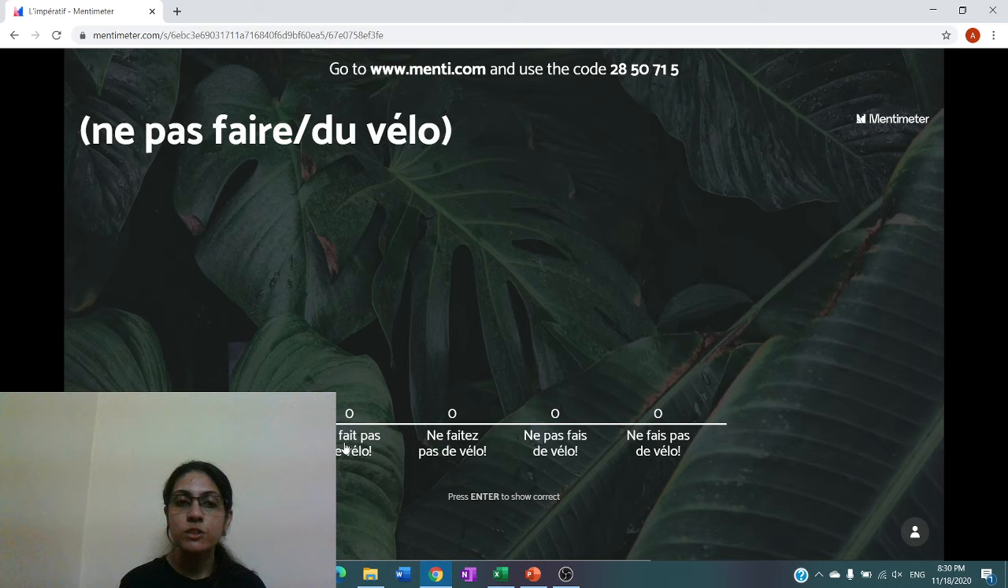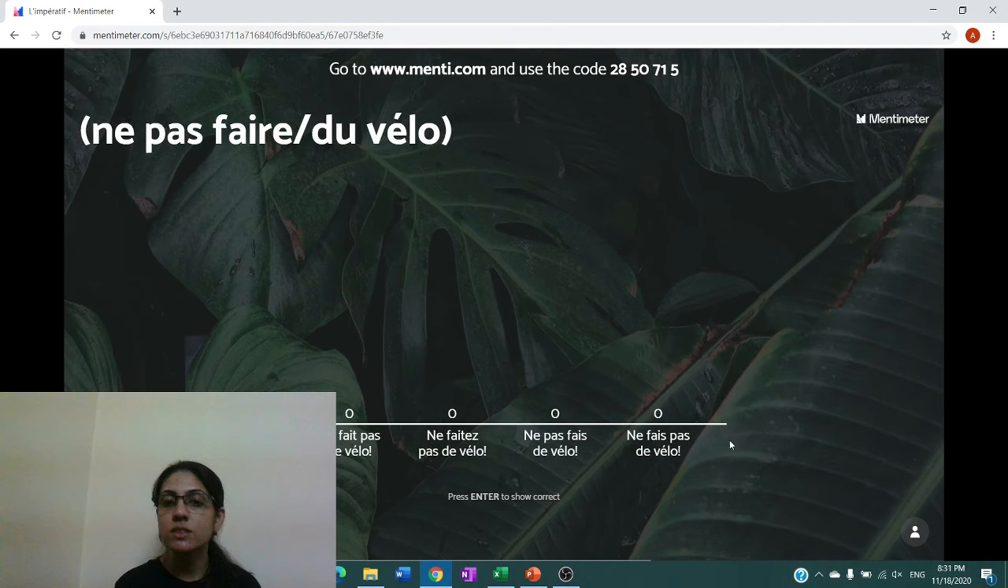If you see the first one, ne fait pas, this FAIT is the conjugation with il singular form. Not possible. So, incorrect. Second one, ne faites pas. This conjugation is also incorrect because with vous, the ending with verb faire is es, not ez, because it is an irregular verb. Again, incorrect. Ne pas fait de vélo. Ne pas fait, the placement of ne and pas is incorrect. So, no, this is also wrong.